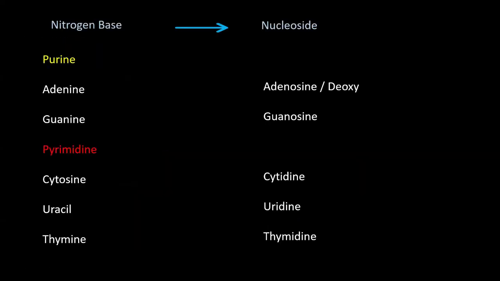So based on that, the nitrogen base can be adenine, and if it attaches to the sugar, it will become adenosine. If it is RNA, it is made up of ribose sugar; if it is made up of deoxyribose sugar, then it is deoxyadenosine. Guanine is called guanosine if it attaches to the sugar, and deoxyguanosine for DNA. Cytosine, cytidine, deoxycytidine for DNA. Uracil, uridine, if it is a ribose sugar. And if it is deoxyribose, we call it deoxyuridine.